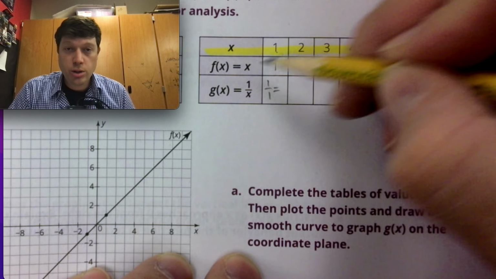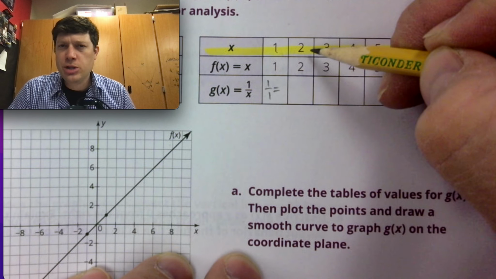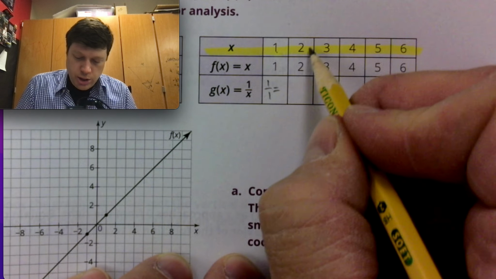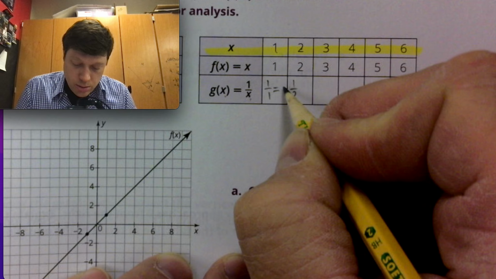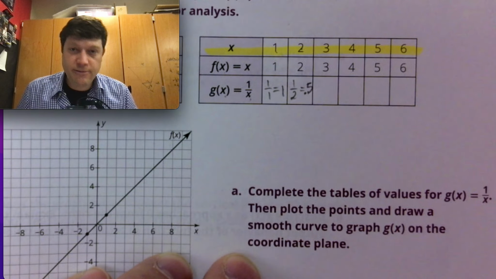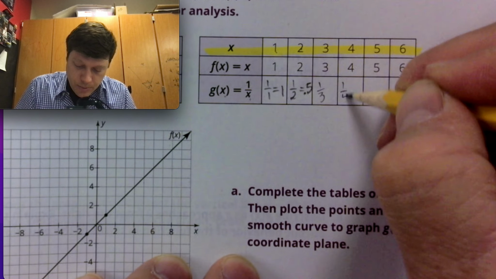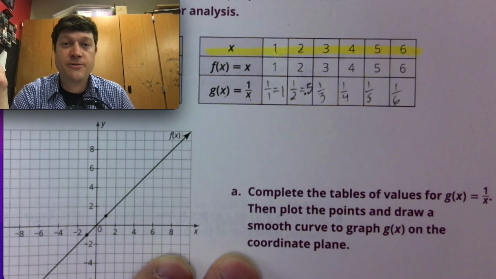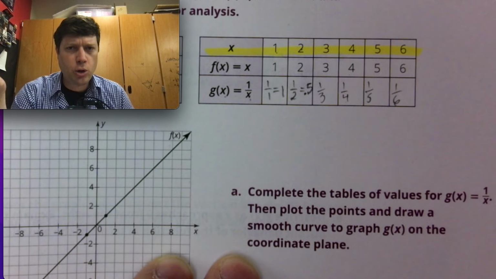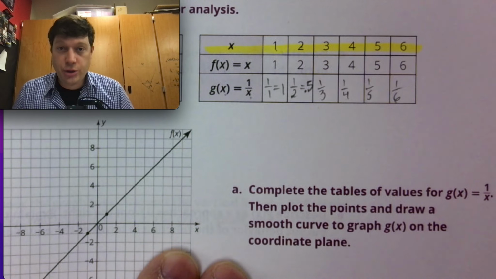Next row, 2. In the f column, 2 goes into the function and you get a 2 back. But when you put a 2 into this g function, the 2 goes where the x is, and it's on the bottom. So you're going to get 1/2, which is 0.5. Put in a 3, put in a 4, put in a 5, put in a 6. The reciprocal function does exactly that. It flips the fraction around. So when we have a reciprocal of something, we can graph the shape of what its reciprocals would be relative to it. And let's actually plot those on a graph.